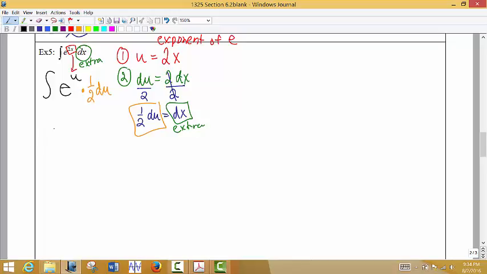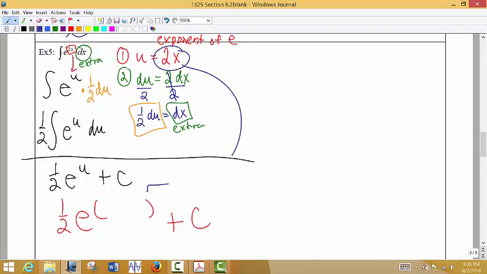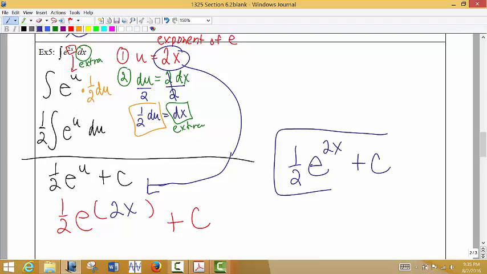Alright, now I'm going to rewrite this before I integrate, and bring the 1/2 out. So now I'm just integrating e to the u du. Remember, that's really easy to integrate. The antiderivative of e to the u is e to the u. We'll bring down that constant multiple, and we'll add in our constant of integration. And the last thing that we're going to do is replace u with what u represents, 2x. Alright, so our final answer, let's rewrite it a little bit nicer: 1/2 times e to the 2x power plus c.